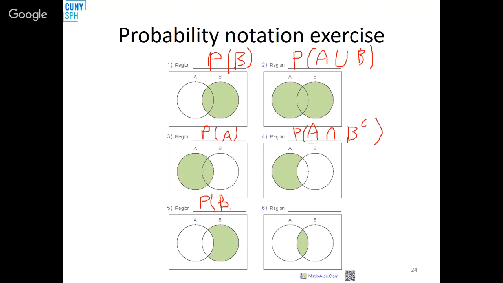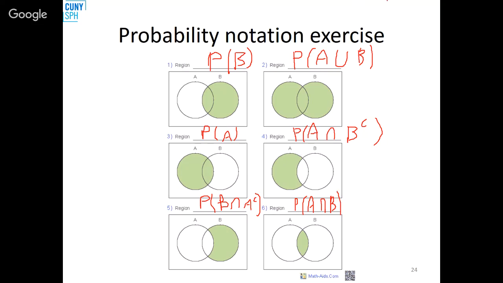B and A complement. Very good. And finally, A and B. Excellent. A and B. So you can already see how these probabilities are going to enter into some of those calculations.